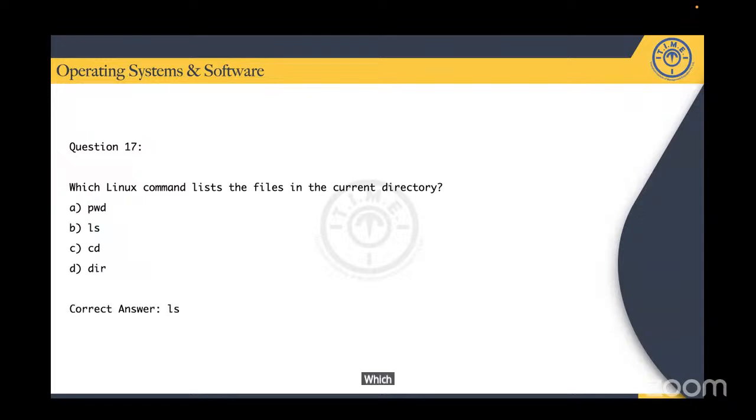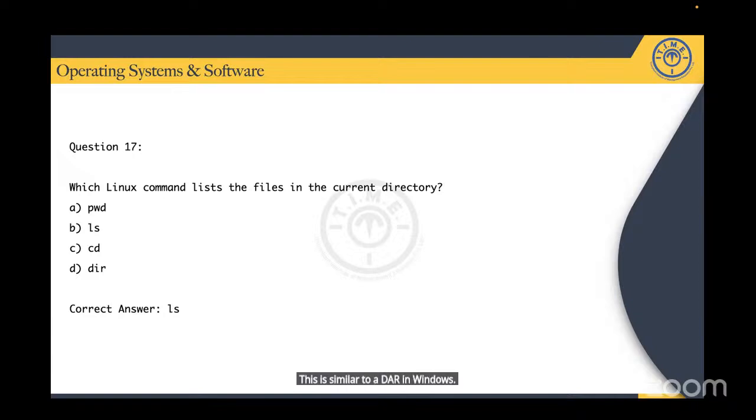Which Linux command lists the files in the current directory? Even if you don't know Linux, if you have worked in command prompt, we might use Linux commands, right? It is good to know the basics of Linux. And here the answer is ls. In Linux, file listing is done using ls. This is similar to dir in Windows.